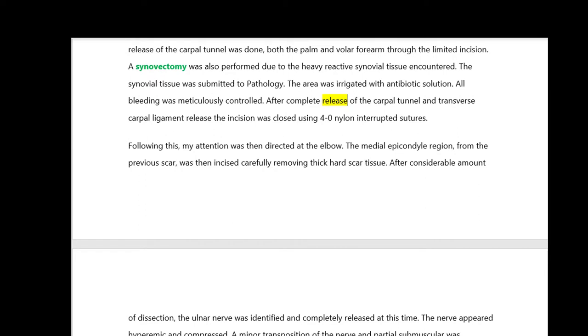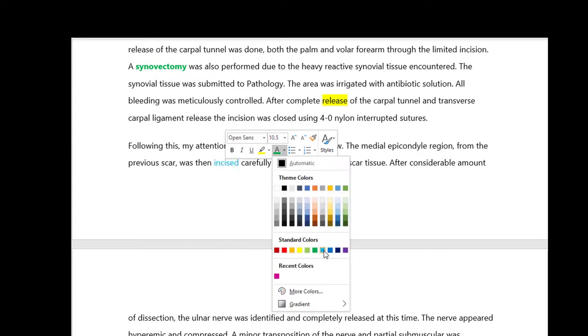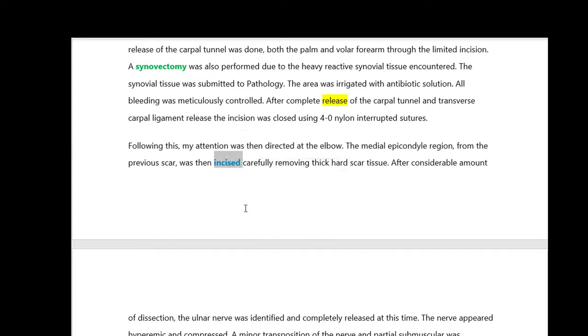The medial epicondyle region from the previous scar was incised carefully, removing thick, hard, scarred tissue. Two things I want to say here. When you are talking about incision, that again is your open approach. And anytime a surgeon is removing scar tissue, your root operation is almost always going to be release. Because what's happened is that scar tissue, let me just underline it, that scar tissue is constricting some body part, and that's why release has to be done.